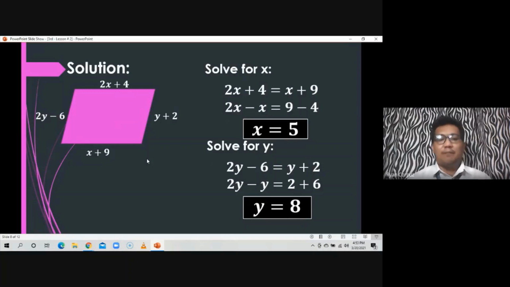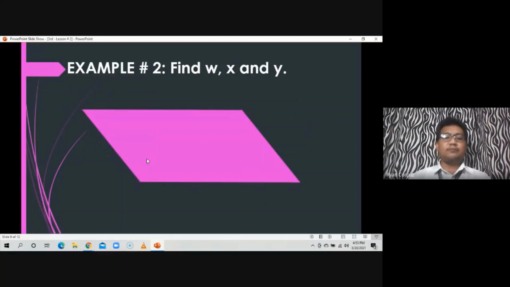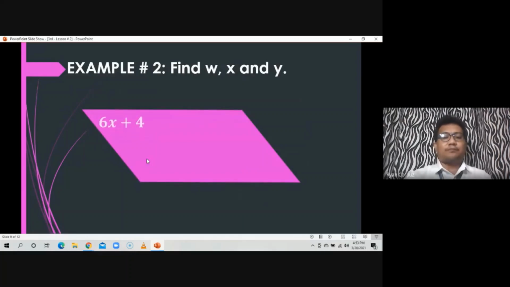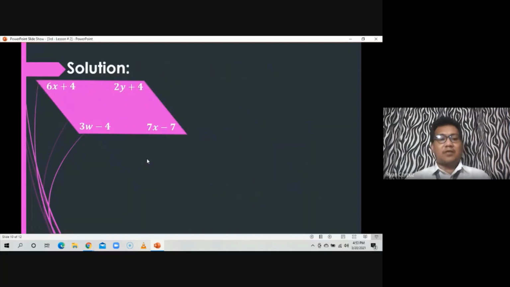Did you get example number 1? So if not yet, let's try another example. Let's have example number 2. So this time we're going to find w, x, and y. So paano yun? So we do have here a given parallelogram also. With a given measurement this time for the angles of it. So, paano natin siya solve? So the solution is here.